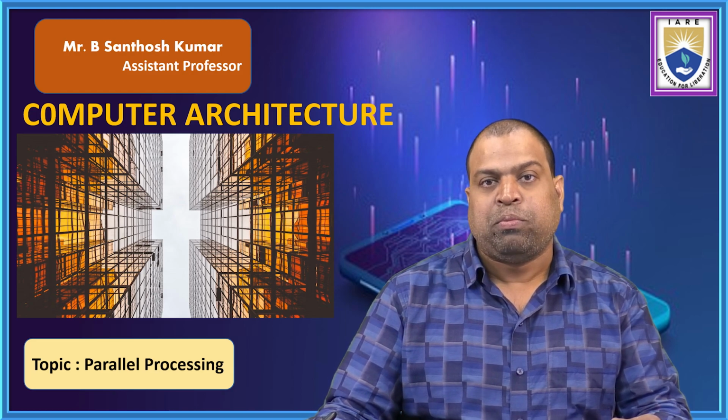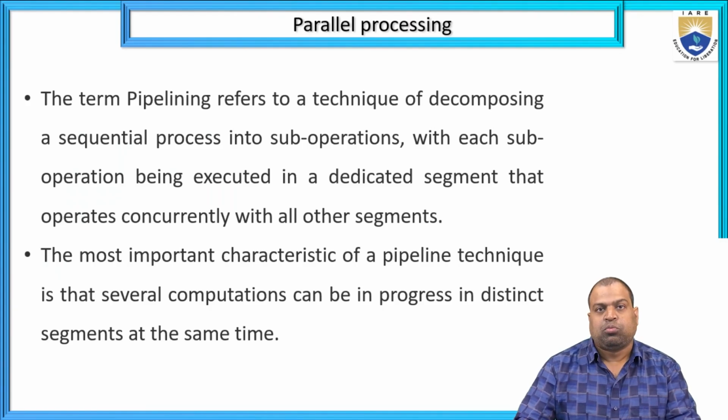Today I am discussing parallel processing. So what is parallel processing? The term parallel processing or pipelining refers to a technique of decomposing a sequential process into sub-operations, with each sub-operation being executed in a dedicated segment that operates concurrently with all other segments. The most important characteristic of a pipeline technique is that several computations can be progressed in distinct segments at the same time. In the previous session we discussed pipelining, so today we are discussing parallel pipelining.